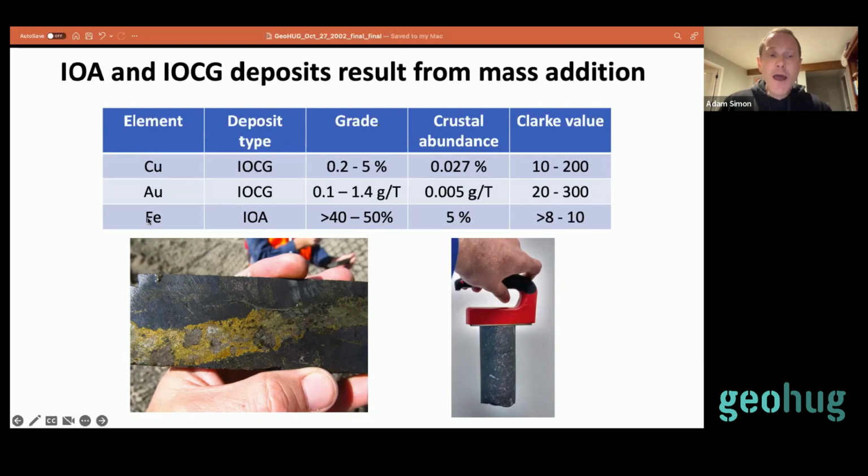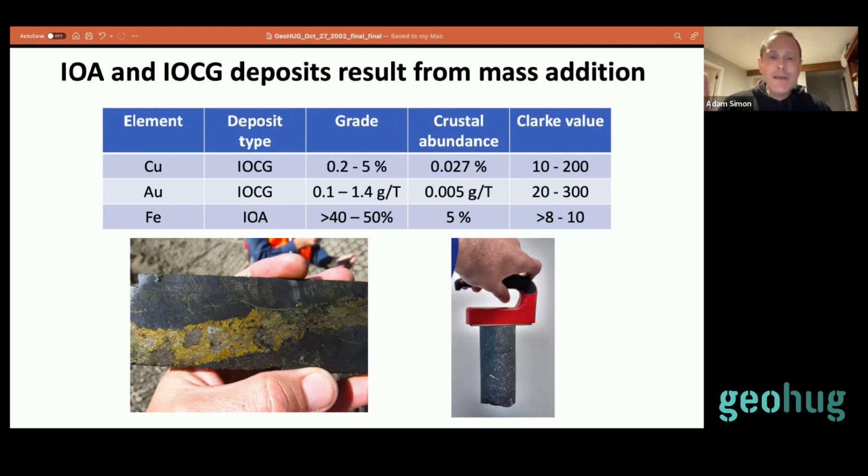And then if we look at iron, which is the economic commodity in iron oxide apatite deposits, they average 40 to 50 and greater % iron. The average crustal abundance of iron is about 5%. So iron oxide apatite deposits represent an order of magnitude higher concentration of iron than we find in average continental crust. And you see that again if you look at these images on the bottom of the screen.